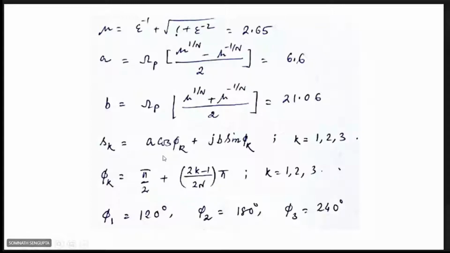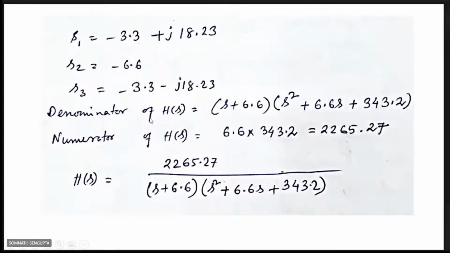s k is equal to A cos phi k plus j B sin phi k, where phi k is this, and k is 1, 2, 3, up to the order. So calculate these three angles: 120 degrees, 180 degrees, 240 degrees. Now putting these three values, we get s1, s2, s3. So the denominator is the product of s minus s1, s minus s2 and s minus s3. We will get this form, s plus 6.6 into this.